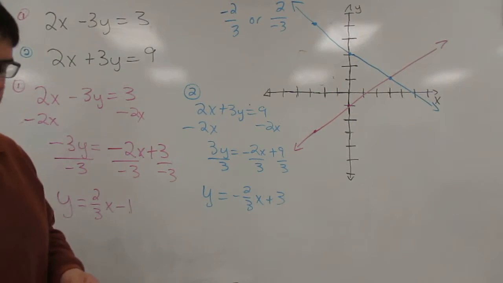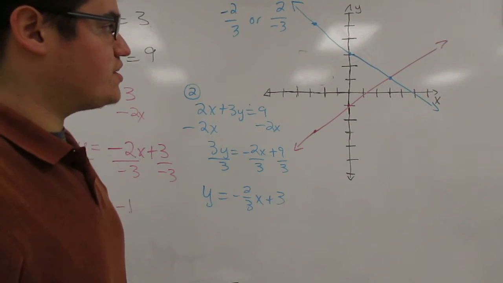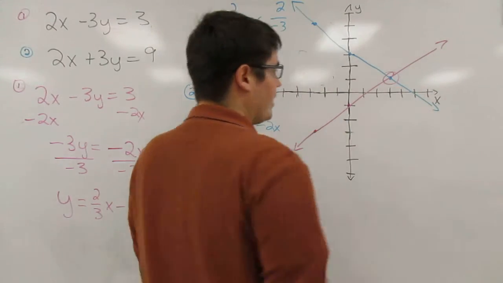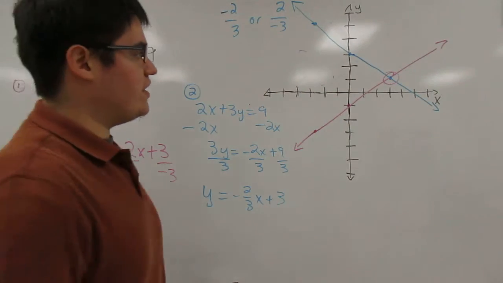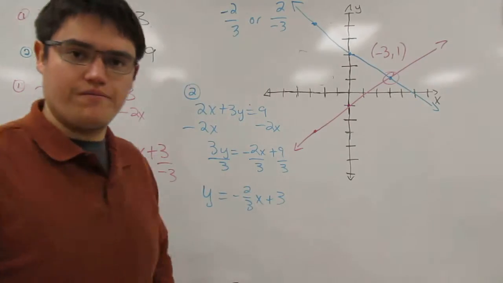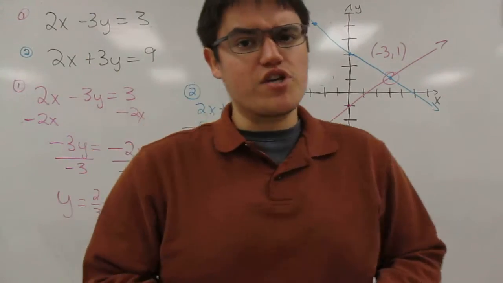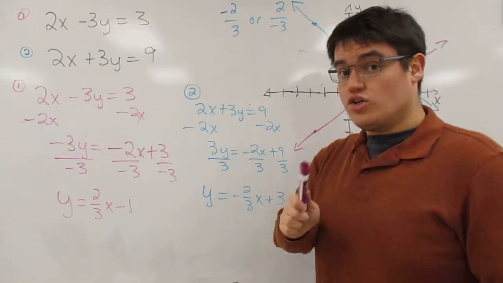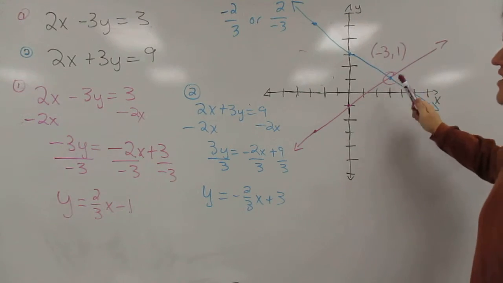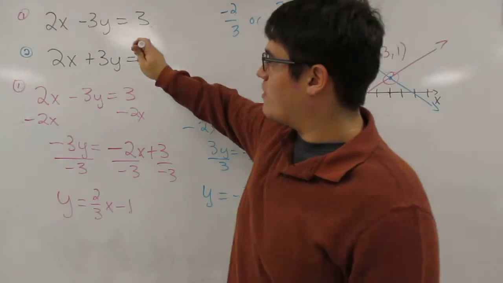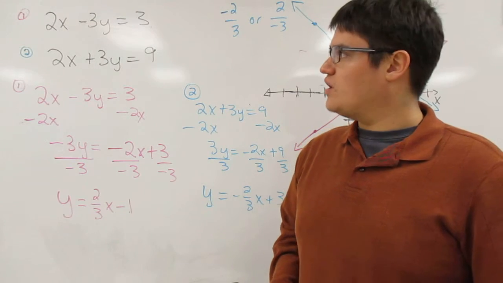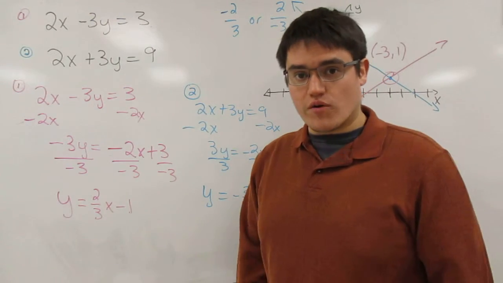Okay, now we look for that intersection point. Oh, look at that. He's screaming out your name. Right there. The coordinates on that are (-3, 1). And again, you should be asking yourself, Mr. Pons, what does that mean? You should be able to answer it. Not only is that where these two lines intersect, but that's the only ordered pair that works for both of these. Okay. So again, this is how we solve systems by graphing.